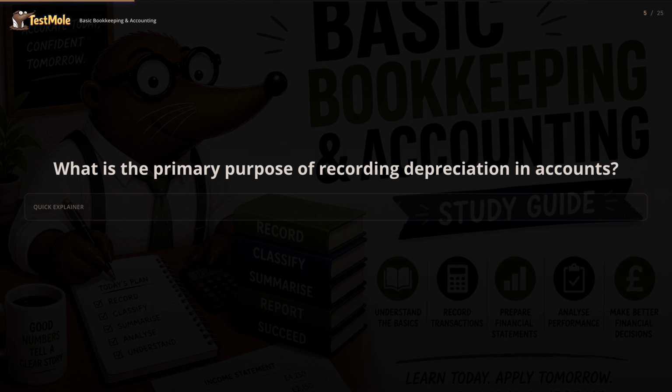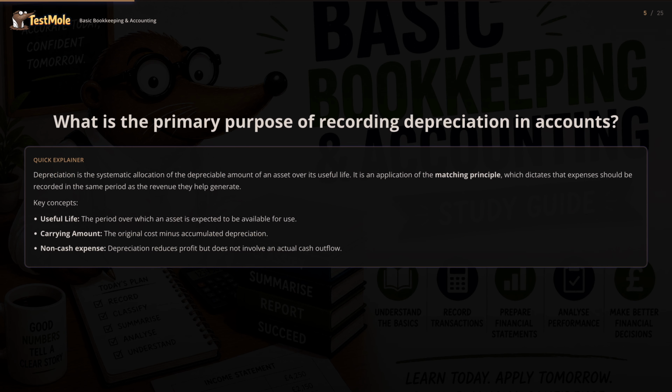What is the primary purpose of recording depreciation in accounts? Depreciation is the systematic allocation of the depreciable amount of an asset over its useful life. It is an application of the matching principle, which dictates that expenses should be recorded in the same period as the revenue they help generate.